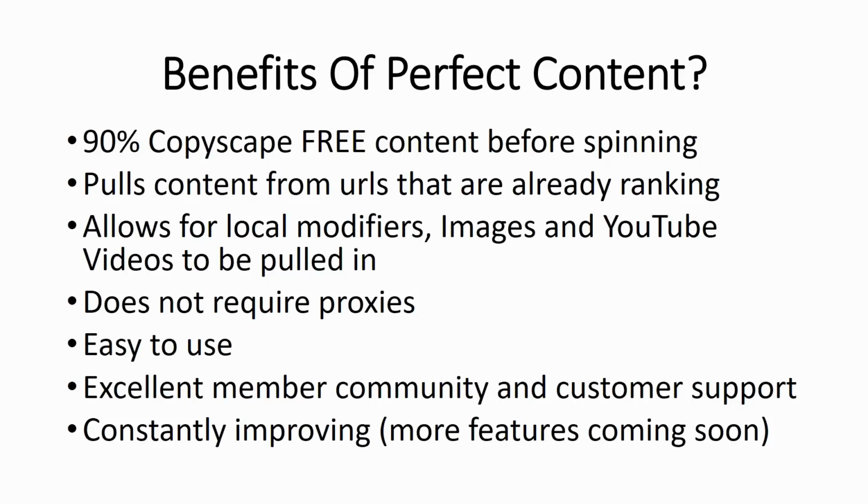All right. So again, this content creator pulls content from URLs that are already ranking. It allows you to put in local modifiers. So for example, if you're using this to rank local client sites, it'll already put in the city, state, zip code type modifiers. It'll pull in images. If you put in the YouTube channel URL, it'll pull in the videos from your channel and automatically embed those in the articles. A lot of content creators require proxies. You can run this with or without proxies.